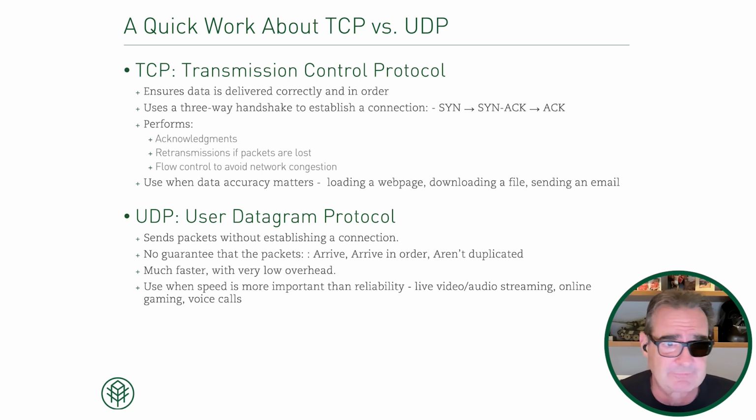If you're sending UDP packets and they're coming out of order, then the software that's reading those packets has to deal with it, which is why you often see things like jankiness in live video and audio streaming, but it's much faster and much lower overhead.